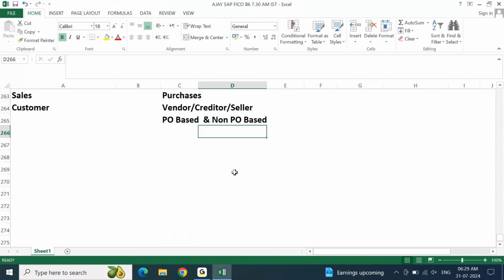When you're talking about PO-based purchases, the company will create a purchase order. Based on the purchase order, your supplier or vendor will provide the goods or services. When you receive the goods and services, you will also receive the invoice.